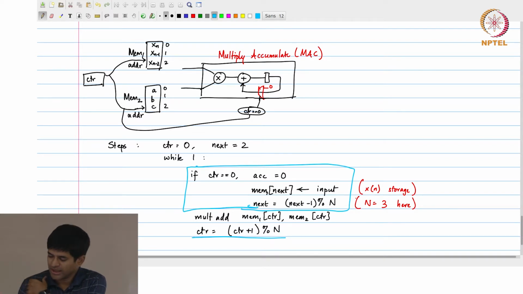I store one new variable called next, initialize it to 2, and every time the counter becomes 0, that is once in every 3 clock cycles, I take whatever I've got as input and store it into mem of next, and decrement next, so that next time it becomes 1.